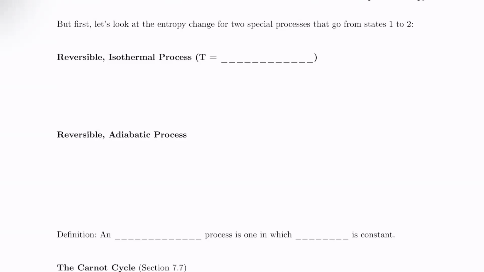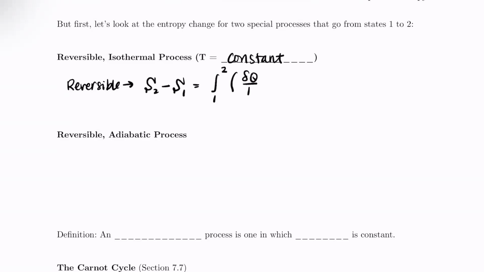If we have an isothermal process, what does that mean about temperature? It's constant. Great, perfect. All right, so let's look at what this looks like. So for our reversible process, we have that S2 minus S1 is the integral from 1 to 2 of delta Q over T for a reversible process. But we have that T is a constant.